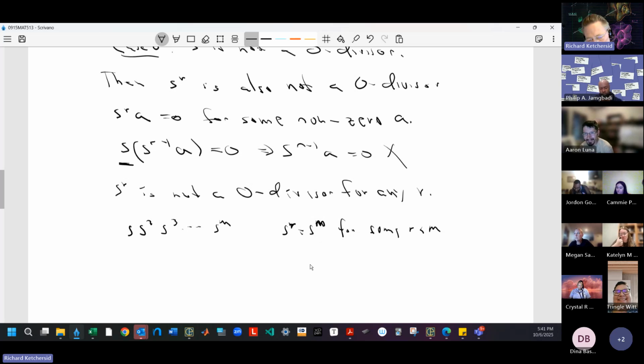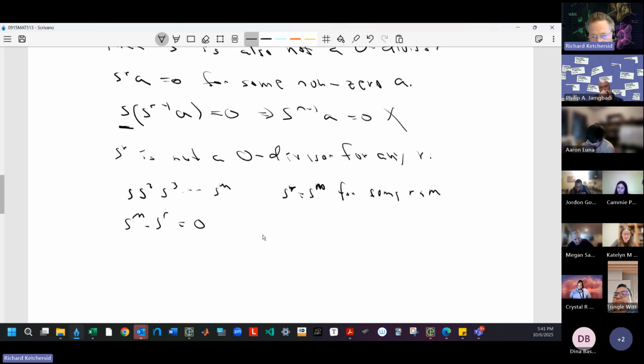Okay. Well, if this happens, then I can subtract. S^M, remember, M is bigger than R here, minus S^R is equal to 0. So now I've got my 0 there. And then I can factor out an S^R, because these are just products of S. So this is S^R times S^M minus 1 is equal to 0. So I'm just using the algebra. But what did we just show? We just showed that this is not a 0 divisor.